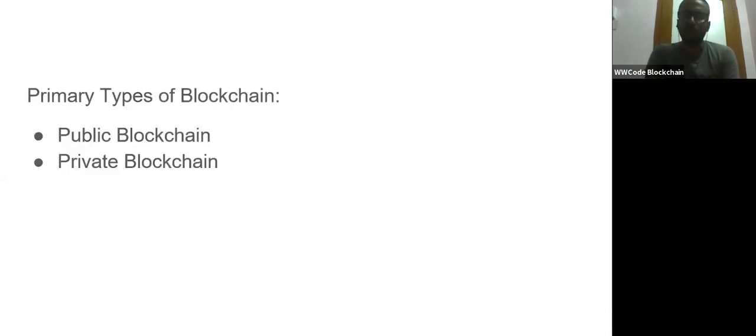The primary types of blockchain, and this is very important, are the public blockchain and the private blockchain. The public blockchain comes with coins, everything is public blockchain. A public blockchain is like open source. It's open to all, so everyone can easily join a public blockchain.